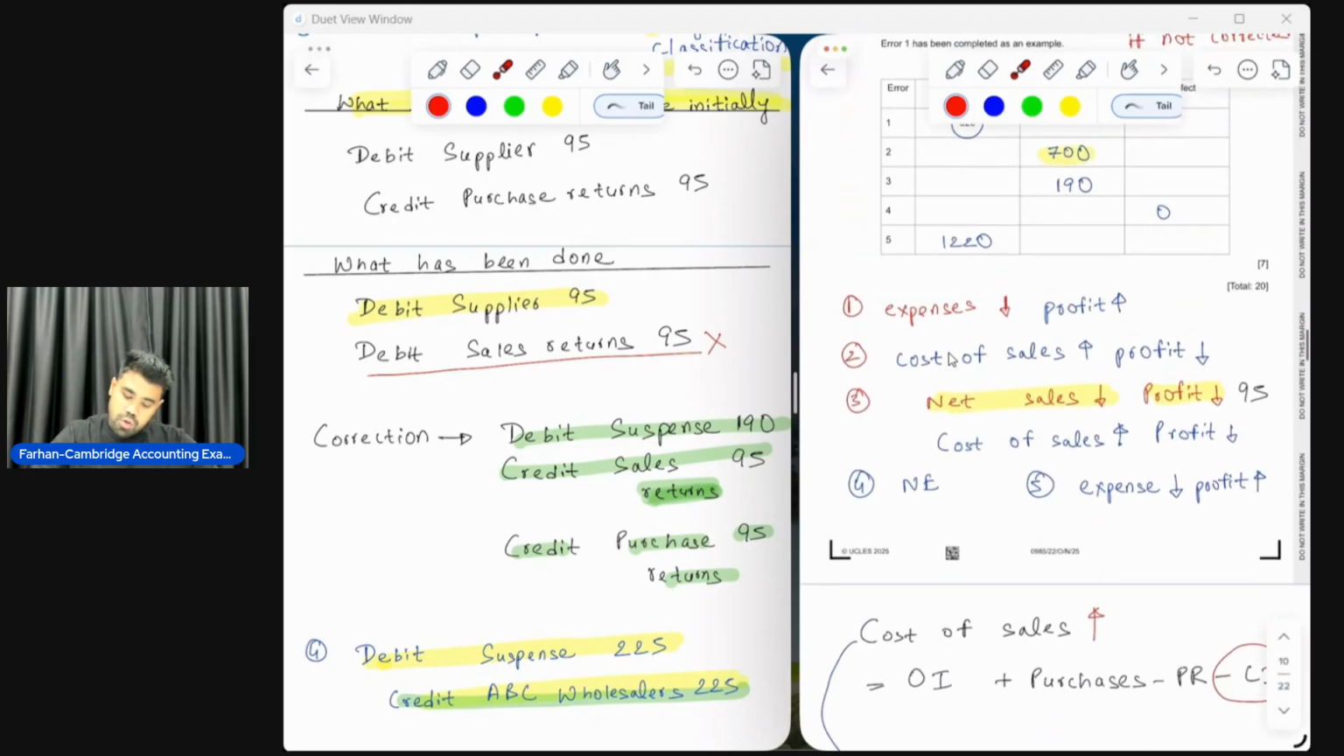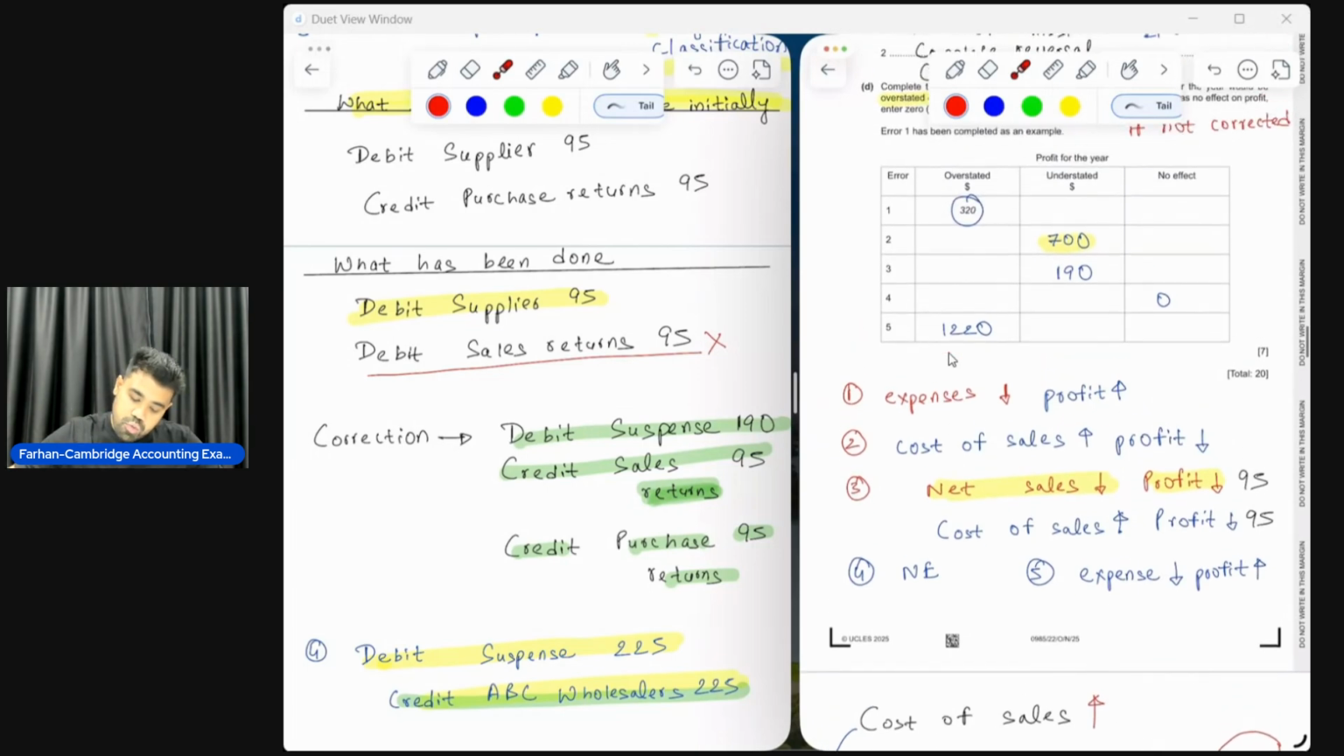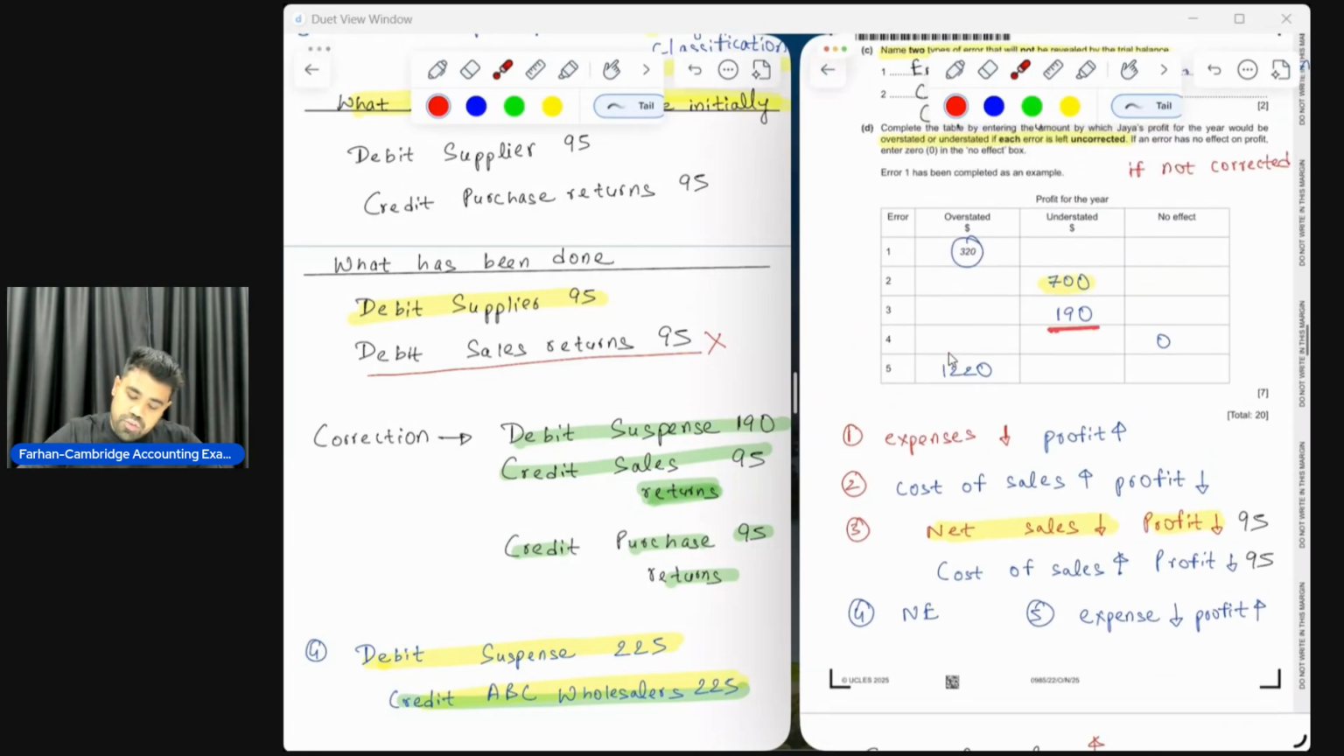Yes. So if cost of goods sold increases by 95, profit should again go down by 95 as we have just figured out. So altogether, the net effect is that the total profit decreases by $190 if we don't correct our errors. So that means we are recording $190 understatement in profit for error number 3. Okay. What about error number 4?